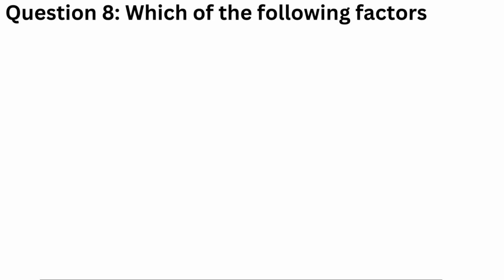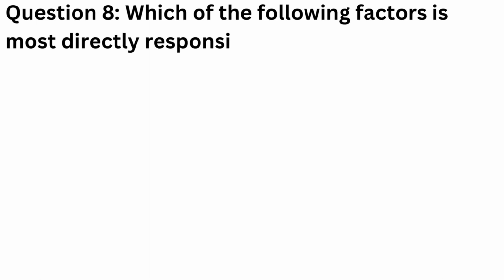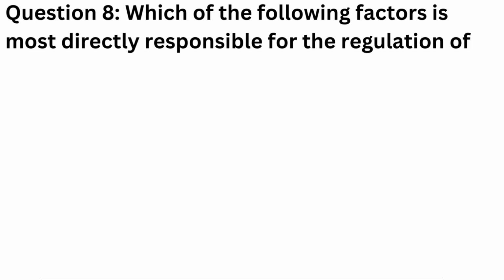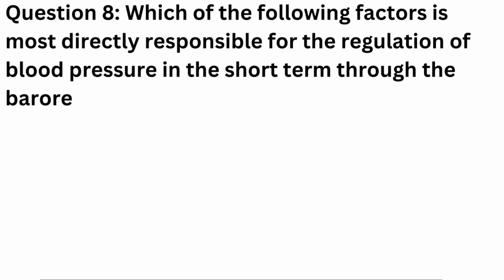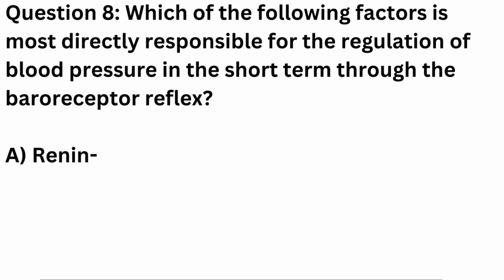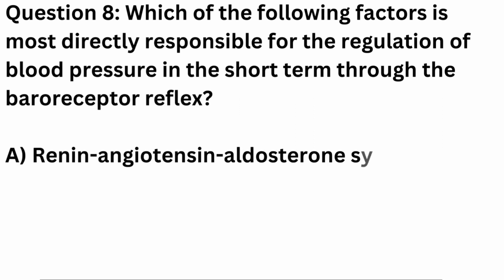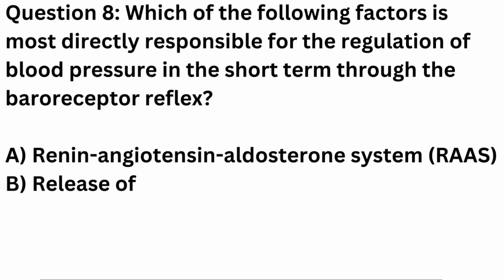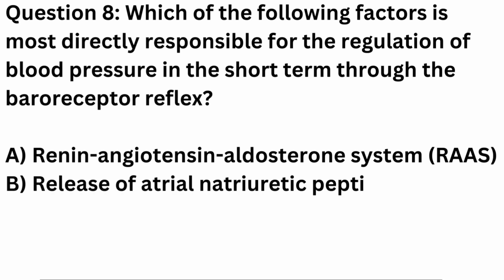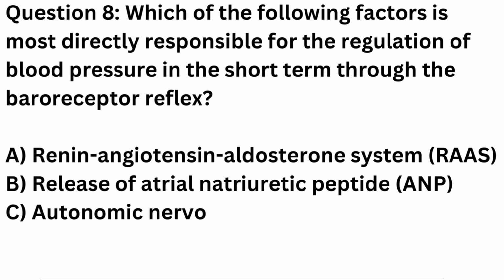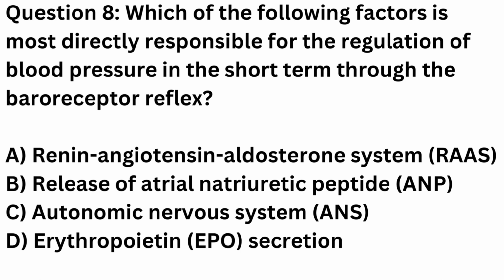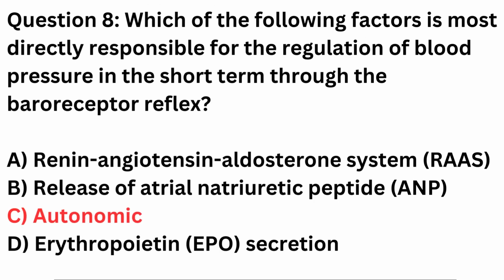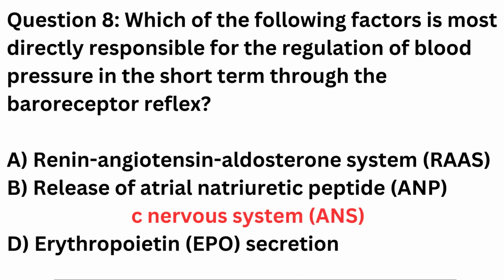Question 8. Which of the following factors is most directly responsible for the regulation of blood pressure in the short term through the baroreceptor reflex? A. Renin-angiotensin-aldosterone system, RAS. B. Release of atrial natriuretic peptide, ANP. C. Autonomic nervous system, ANS. D. Erythropoietin, EPO, secretion. Correct answer is C. Autonomic nervous system, ANS.